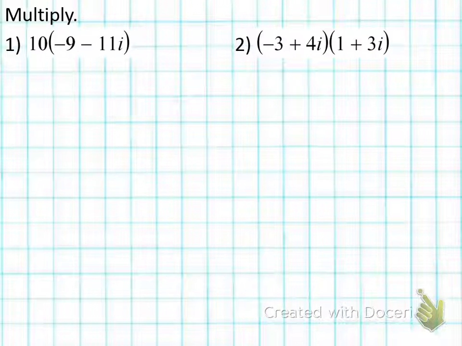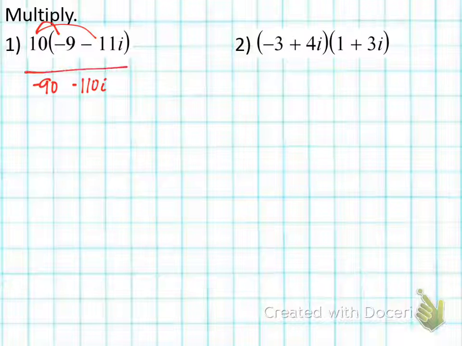Here we go. Numbers 1 and 2, watch carefully. So multiply. 10 times negative 9 is going to be negative 90. 10 times negative 11i is what? Negative 110i. Can I simplify anything else? Nope, that's it. That's number 1.